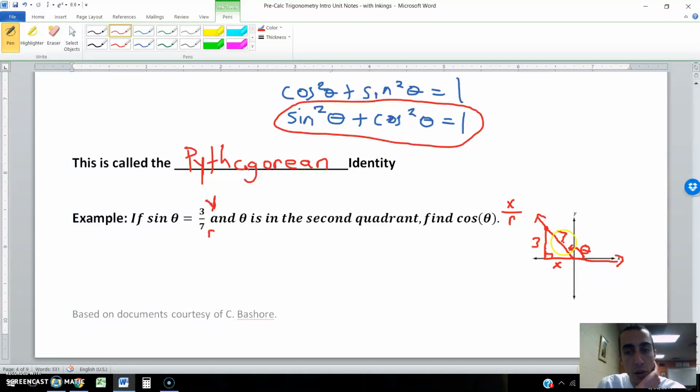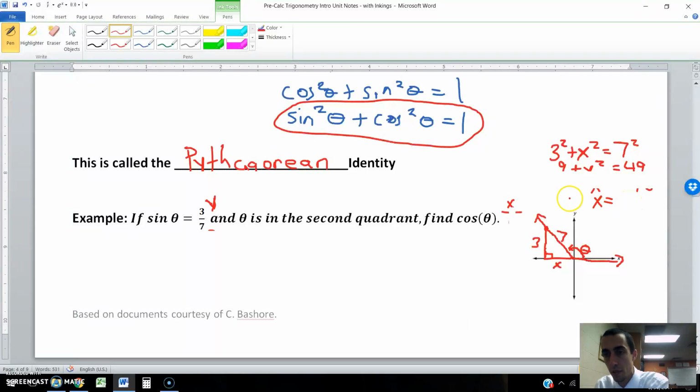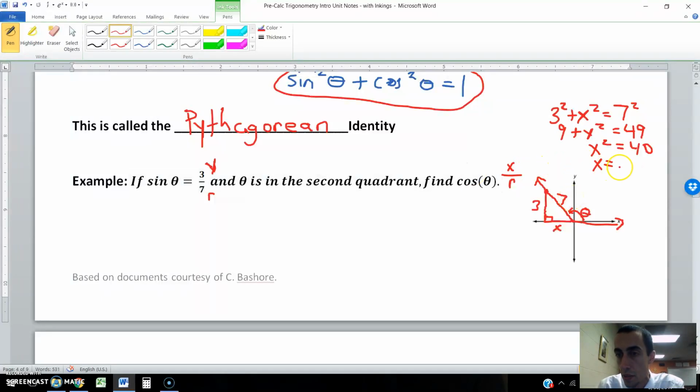Now remember that this is a right triangle, so we can use the Pythagorean theorem. 3 squared plus x squared equals 7 squared. So that'll be 9 plus x squared equals 49. Subtract 9 from both sides, and then square root both sides. So x is going to be, let me scroll a little bit, x is going to be the positive or negative square root of 40.